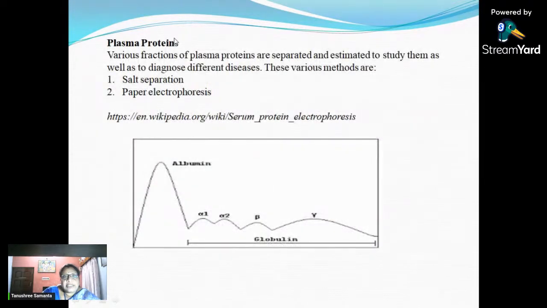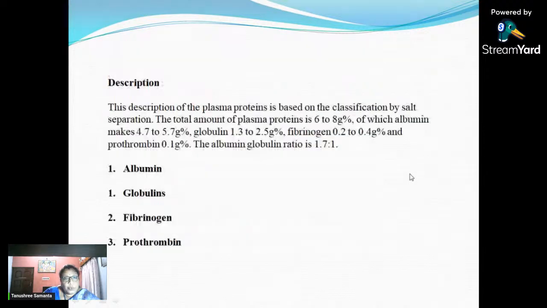To go into the details of the plasma proteins, they can be separated by many methods, two of which have been mentioned here. One is the salt separation and the other is the paper electrophoresis. If we go into the plasma proteins, we'll find that majorly two things are present, that is albumin and globulin. This globulin again has a division of subtypes, which are alpha, beta, and gamma, and they again have subtypes such as alpha 1, alpha 2, beta 1, and beta 2.